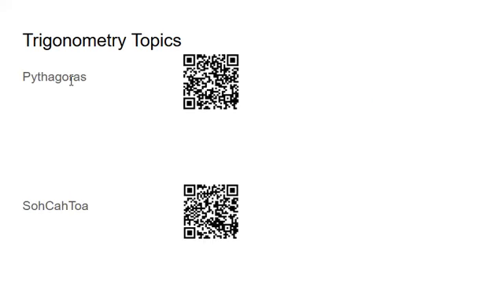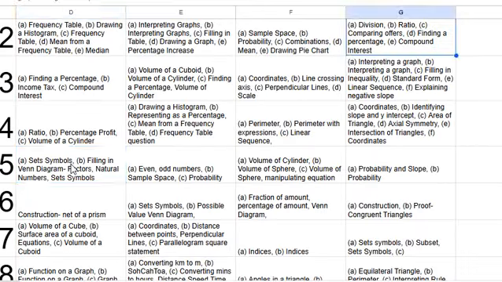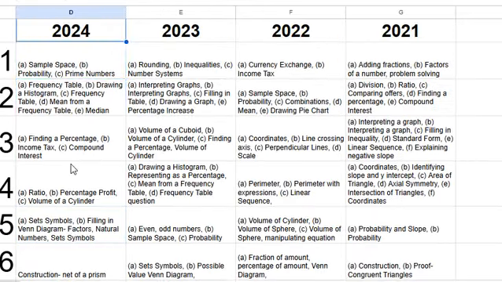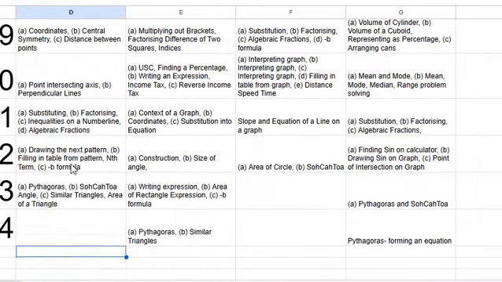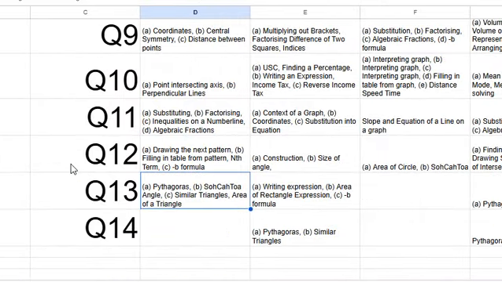The next one is trigonometry. Again, trigonometry is guaranteed to come up. It's a big enough topic, and really you can break it down into Pythagoras and SOHCAHTOA. The places it's come up the last few years: there it was question 13 last year. You see Pythagoras there for part A, SOHCAHTOA for part B. Then it goes into similar triangles and area of a triangle there for the last part.